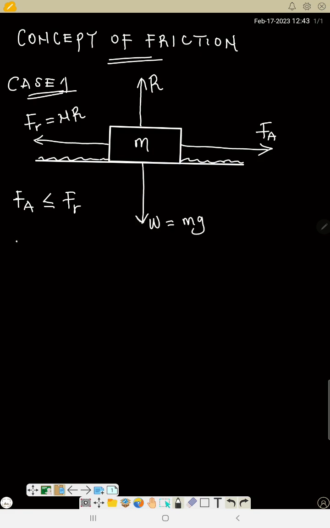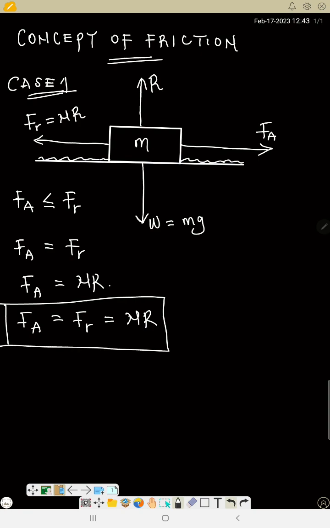Now if this block does not move, then we assume Fa is equal to Fr. So applied force is equal to frictional force. Let's assume that. Now what is your Fr? We already know that Fr is mu R. That means Fa is also mu R, that is coefficient of friction times R. And that means Fa is equal to Fr, which is equal to mu R. That is, if this block does not move, this is the formula. If the block does not move, take note.